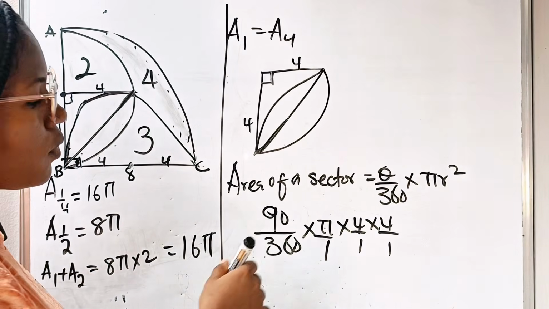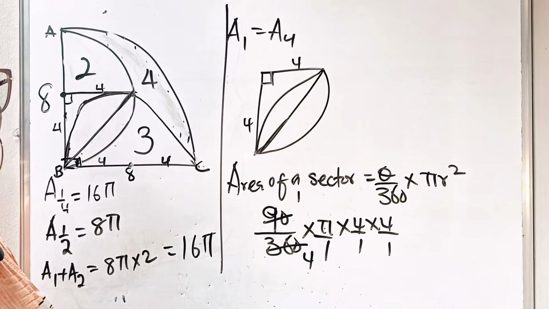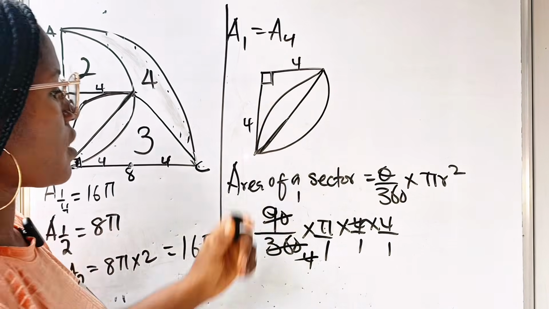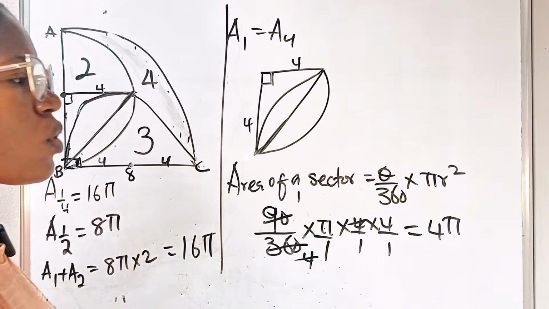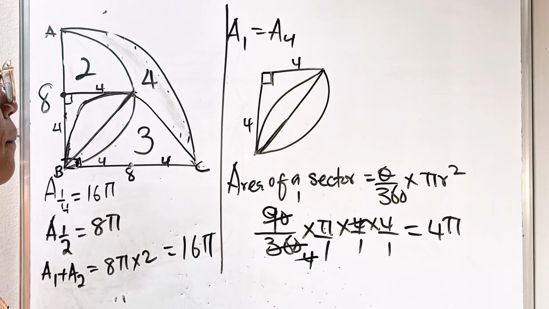Now 90 divided by itself is 1. If we divide 360, we have 4, and the 4 cancels 4. Therefore, the area of this sector is equal to 4 pi. So the area of the whole of this is 4 pi.